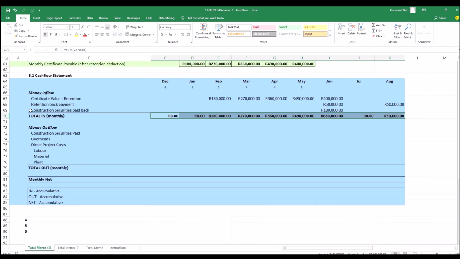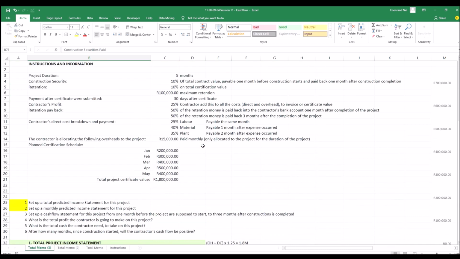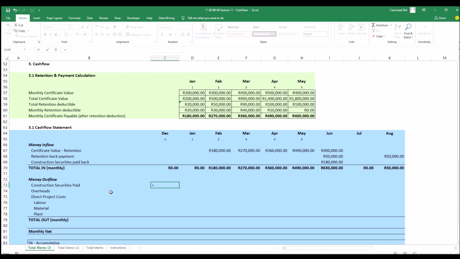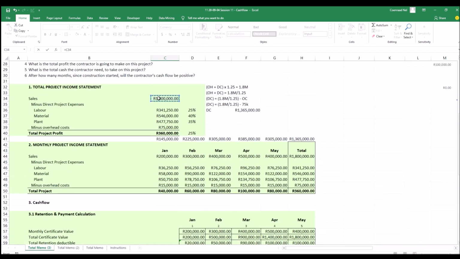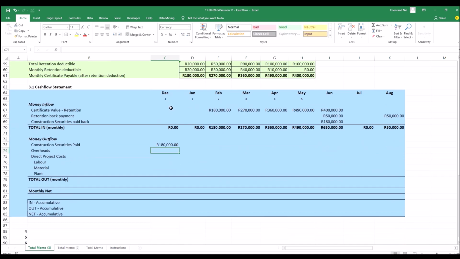Good. Second step, money outflow. Good, so let's have a look. First thing, the construction securities. We've just worked it out now. We said the total construction security was 180,000, and it says there at the top, construction security 10%. We have to pay that 1 month before the project. The project starts in January, so that would be December. So I'm going to pay that 10% securities multiplied by 10% construction security. That's when I'm going to pay that. That's money going out this time.